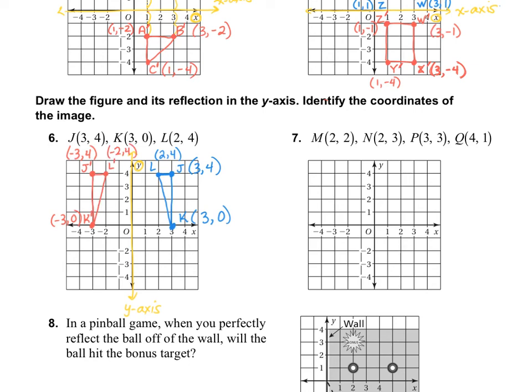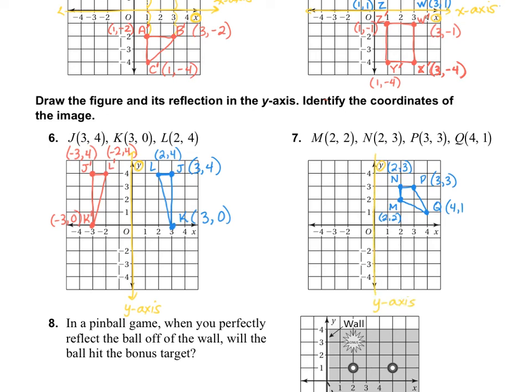All right, let's take a look at number 7. I'm going to let you go ahead and pause the video and graph all 4 of those points on your own. Okay, that's what you should have gotten. It looks like a kite. So now we're going to reflect it once again in the y-axis. Here is our y, so that means that this is our y-axis.